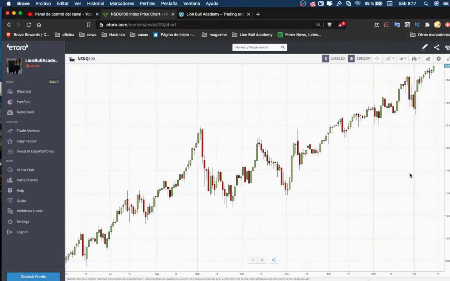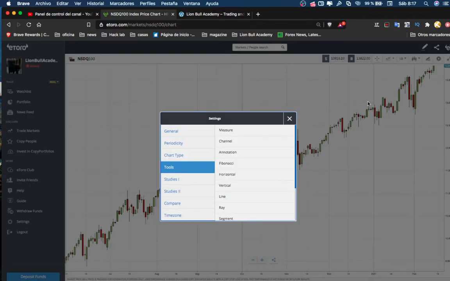Okay, now you know a little bit also about that. Let's now look at the tools. We just click here, where this pencil is, and we have Tools, Studies 1 and Studies 2. Tools are the tools like the measurement, for measuring the distance from one point to another of the graphic. Channel for drawing some channel, annotation for writing something, Fibonacci for making a Fibonacci. You have a video also about that. Just write Fibonacci Lion Bull Academy, and you will find it.